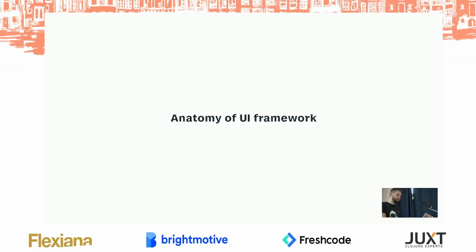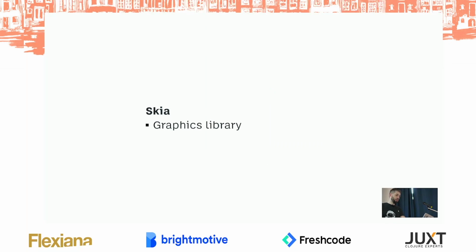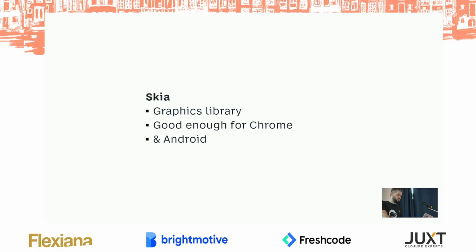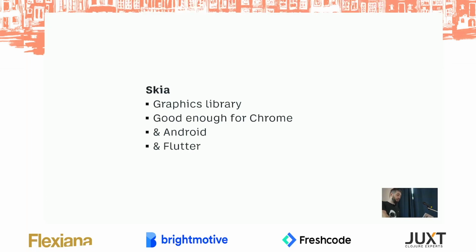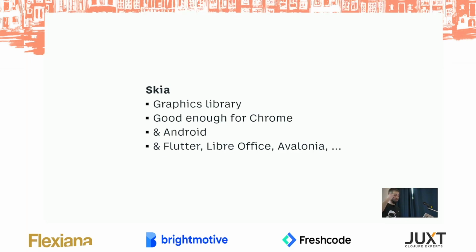Okay. The first important piece of Humble UI architecture is Skia, and Skia is a graphics library that is used in Chrome. I think it started either in Chrome or Android, and it's still used there. Flutter is based on it, LibreOffice, Avalonia, a lot of stuff is based on it, right?